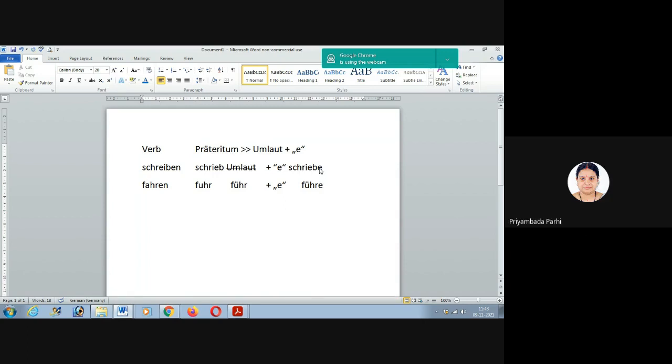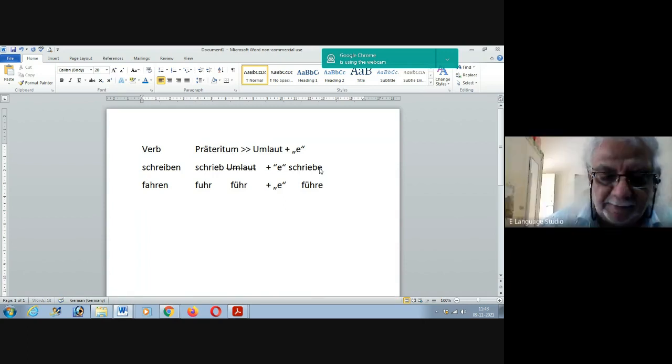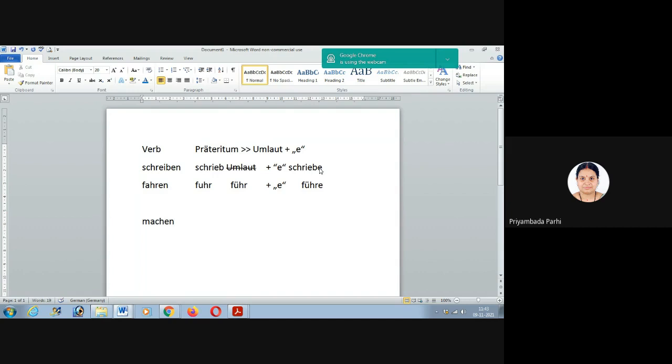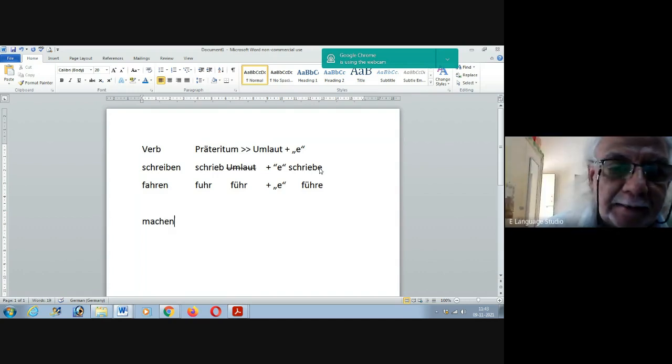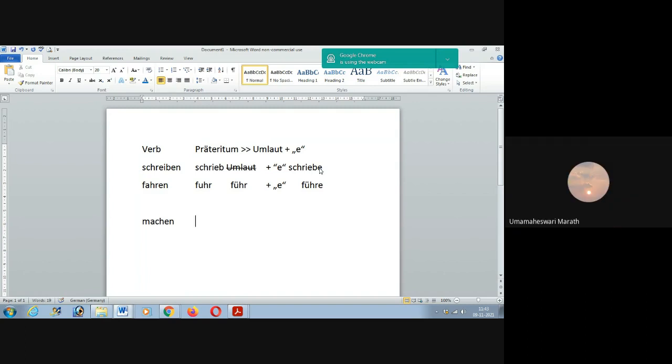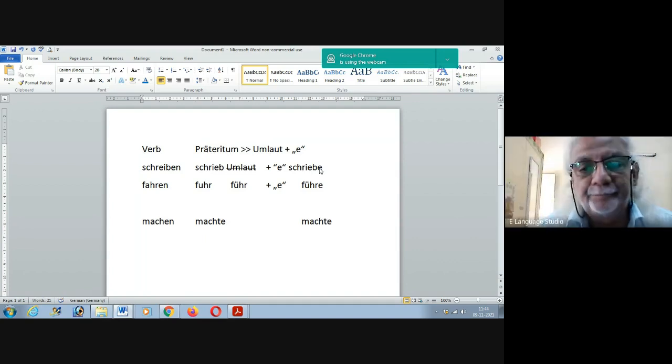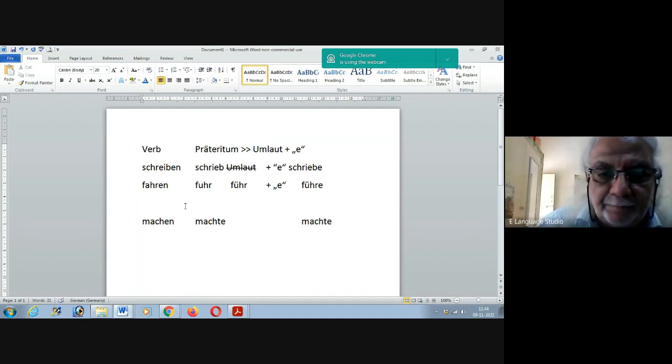This is for strong verbs. When we have a problem, let's take a verb like machen. Machen. Preteritum? Machte. Now comes the problem. The Konjunktiv zwei is also machte. Also die beiden Formen, also Präteritum und Konjunktiv zwei, beide Formen sind gleich.